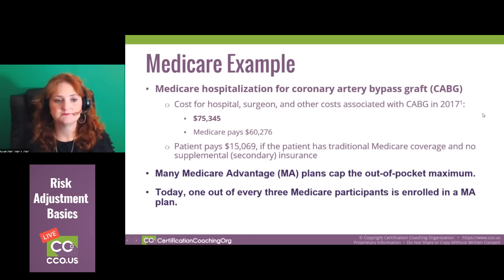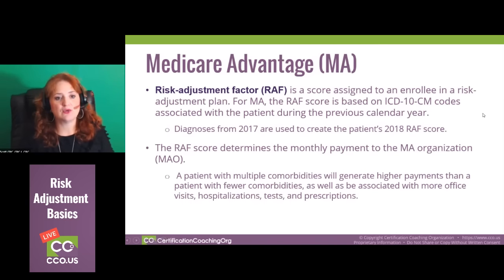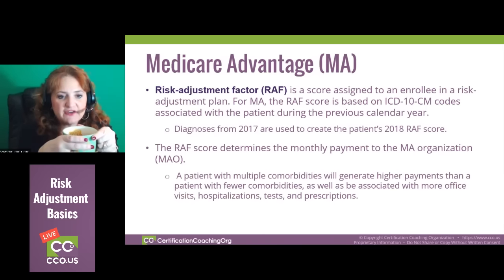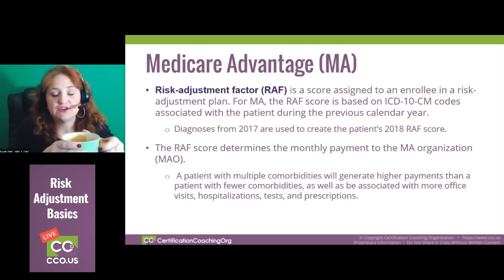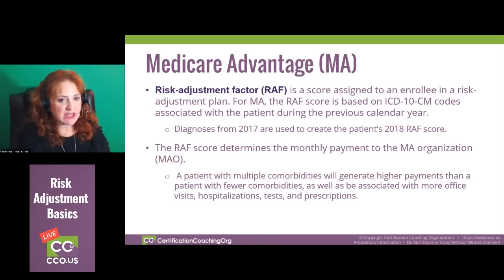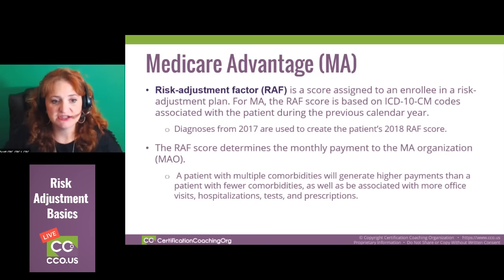And then if you're part of an MA plan, they may have supplemental coverage that will knock that out as well. Okay. Now let's talk about RAF, risk adjustment factor, because the RAF score is something that you're going to see a lot in risk adjustment. So your MA plans have a RAF score, and that's assigned to all of their patients. And the RAF score is generated by what's wrong with the patient.